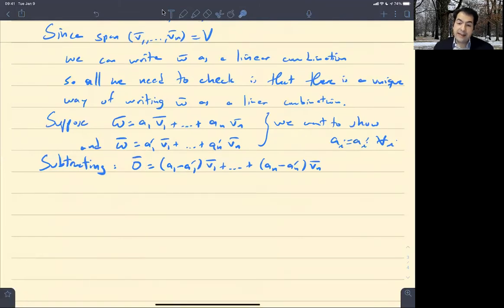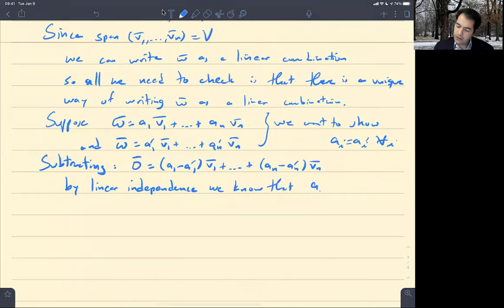Okay, but if you have a linearly independent set, then the only way you can write the zero vector as a linear combination is the trivial way. All of the coefficients have to be zero. So by linear independence, we know that all of these coefficients, a_i minus a_i prime, are equal to zero for every i, and that's what we wanted to show. Right? So we started with two possibly different ways of writing w as a linear combination, and we saw that in fact they have to be exactly the same. Okay, so that proves one direction.